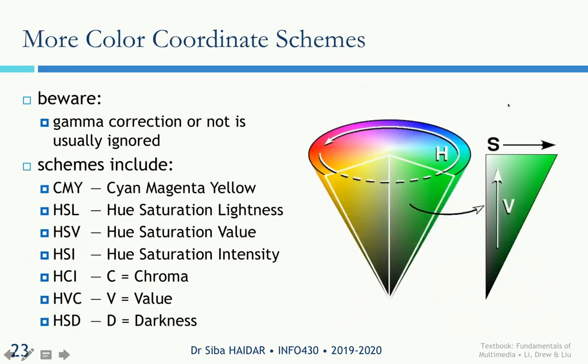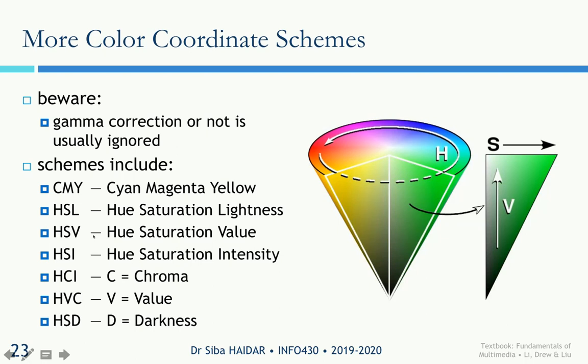cylinder. More color coordinate schemes exist, and be aware that for all of these we have to use a gamma correction, or we can ignore it. So whenever you have a transformation matrix from one model to another, keep in mind the gamma correction and all the other parameters. Aside from the other coordinate schemes, there is the CMY, which stands for cyan, magenta, yellow, we will see it during this lesson.